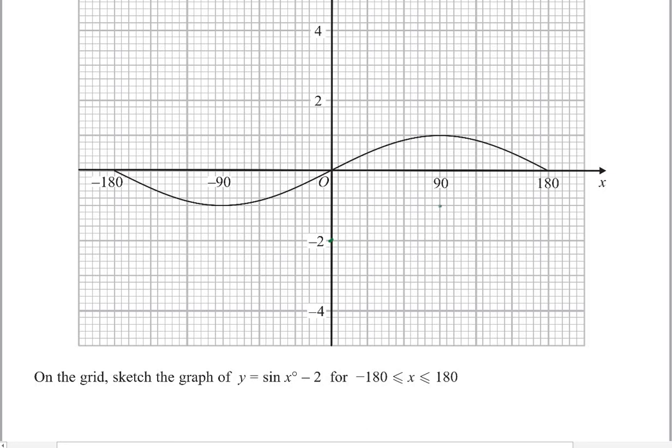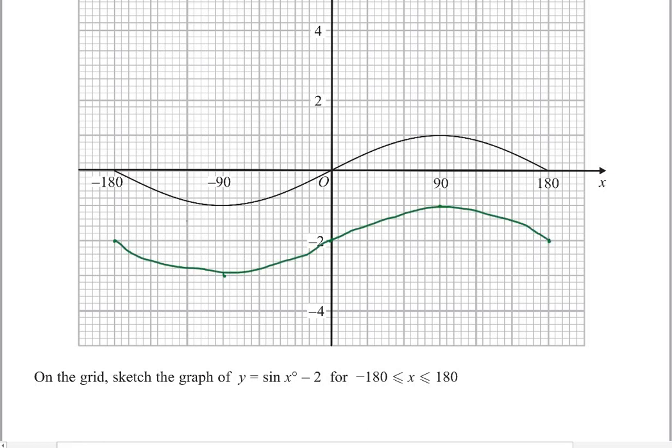So that's here. 180, 0 is going to go down to 180, -2. This point here, -90, -1, is going to go down to -90, -3. And this point, -180, 0, is going to go down to -180, -2. Okay, so now it's just a case of drawing these lines up with a nice smooth curve.